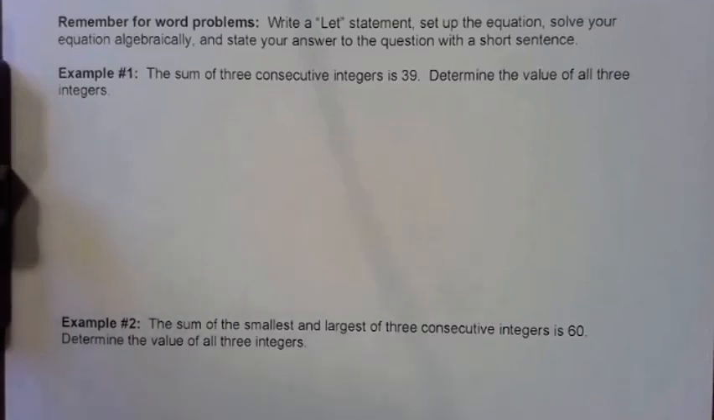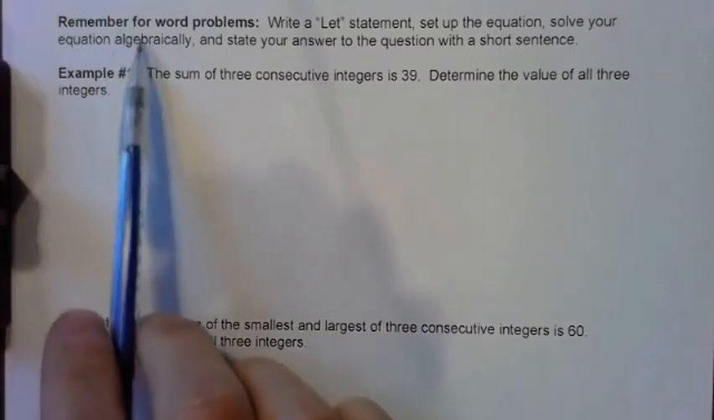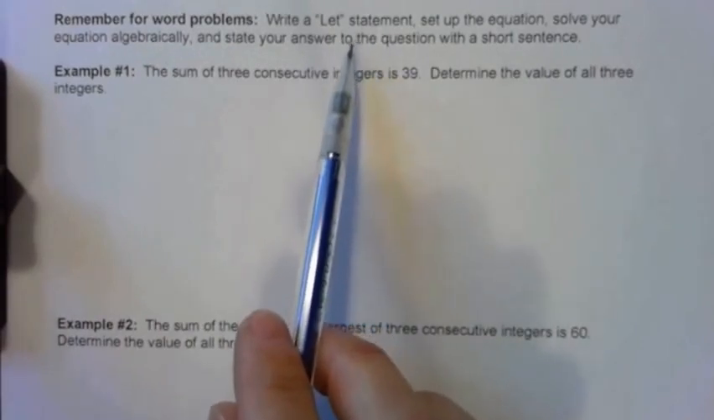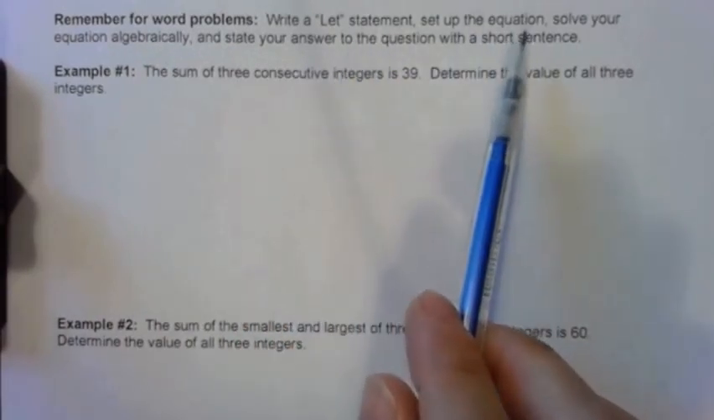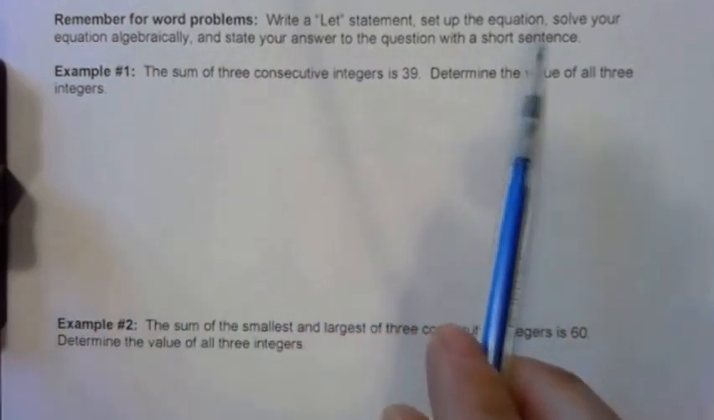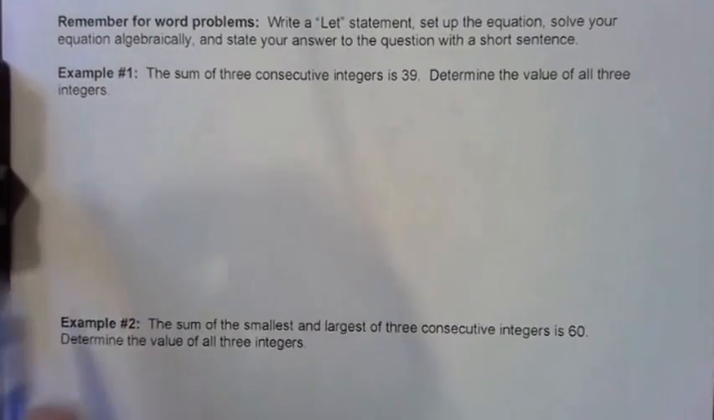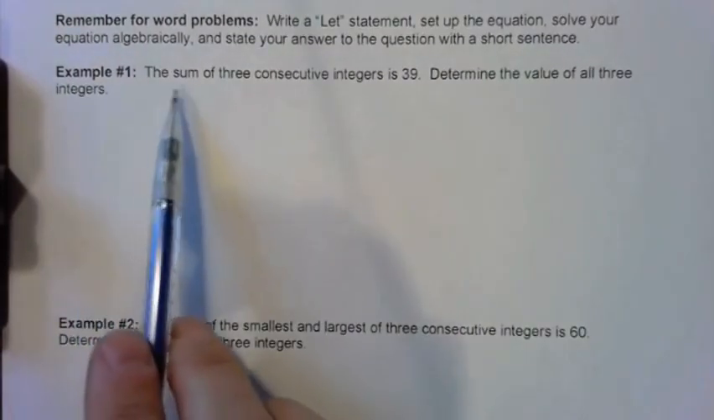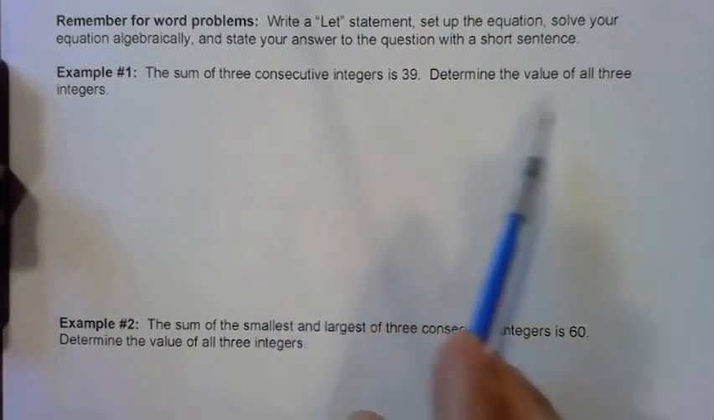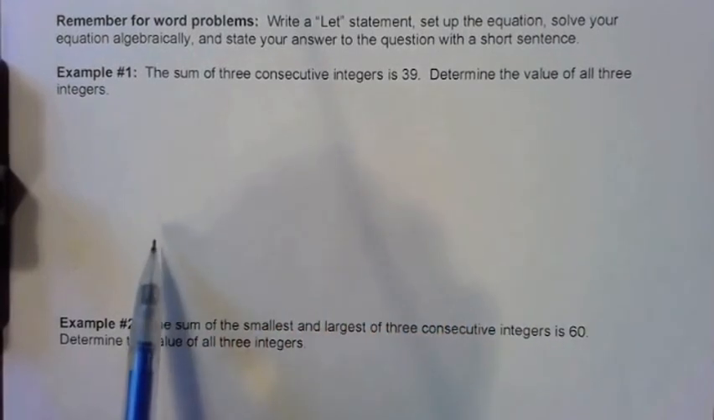Let's look at our first example of a consecutive integer word problem. Remember, for any word problem that we do, we're going to write a let statement defining any variables that we use. We'll set up our equation algebraically, we'll solve it algebraically, and then we'll state the answer to our question with a short sentence. In our first example, it says that the sum of three consecutive integers is 39. Determine the value of all three integers.